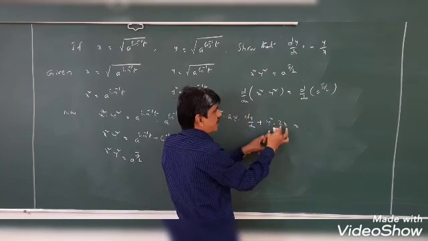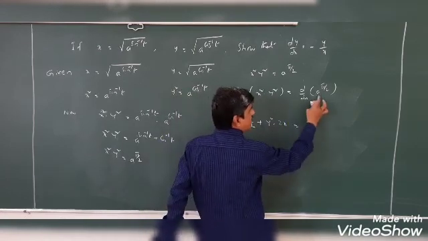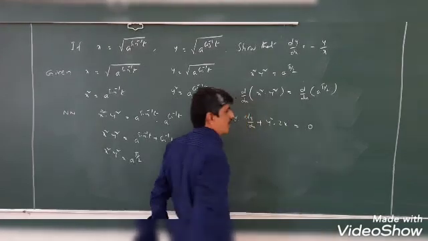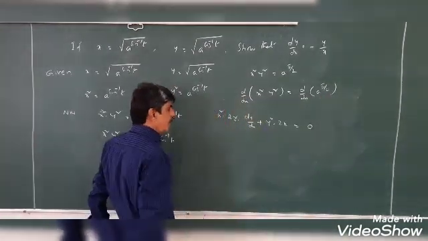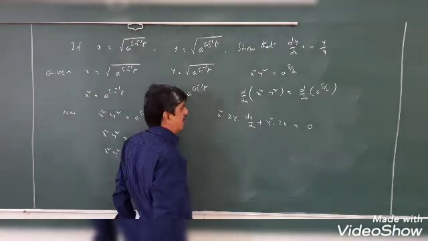d by dx of x square is 2x. Then d by dx of a to the power of pi by 2 is a constant. The derivative of a constant is 0. Now we want to find dy by dx.